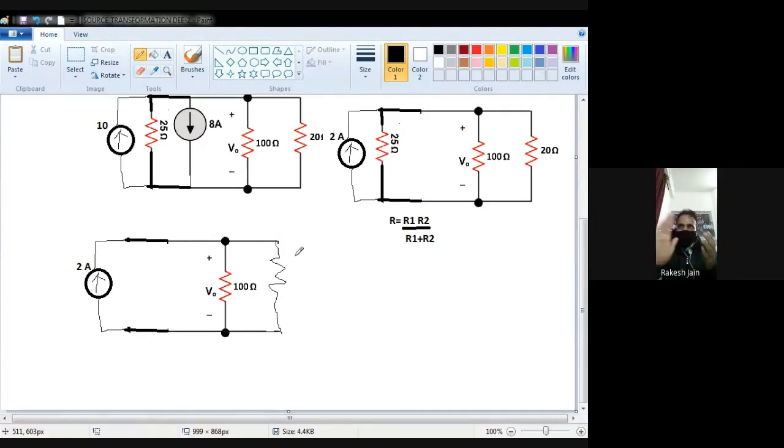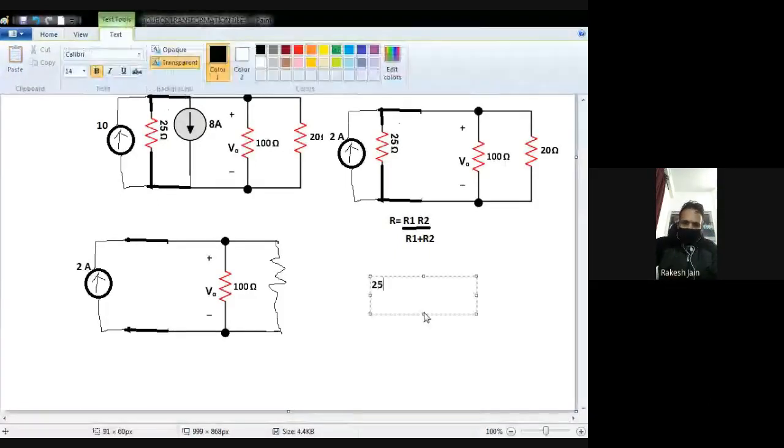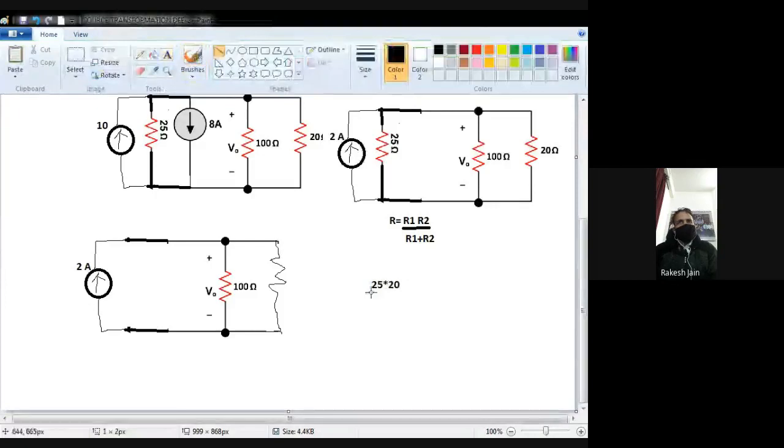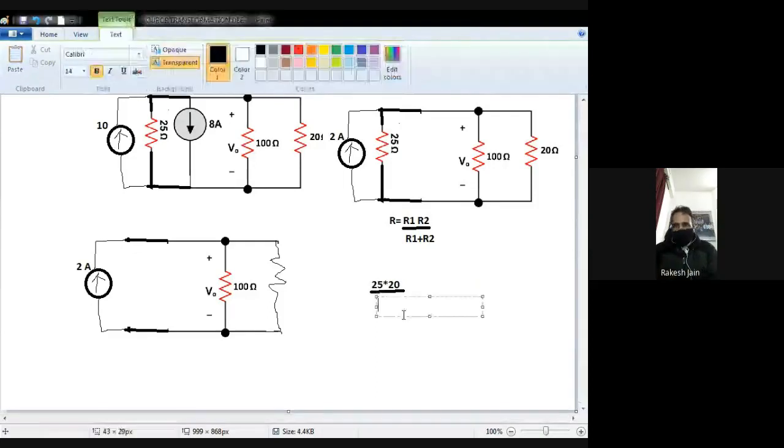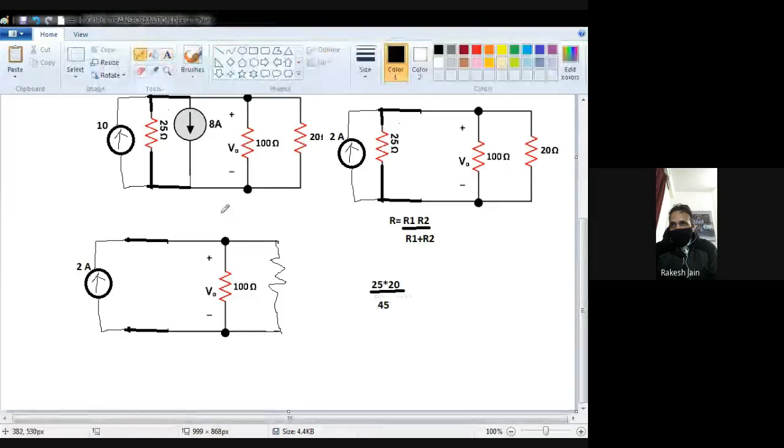So R equals 25 multiplied by 20 divided by 25 plus 20. 25 plus 20 is 45. Now we will solve this one, so it is better if we just do it by dividing by 5.